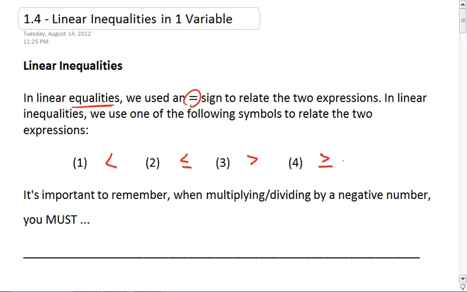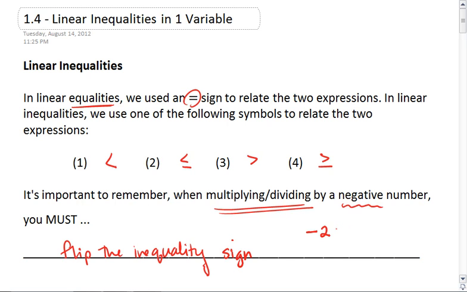It's important to remember when solving linear inequalities that when you are multiplying or dividing by a negative number, you must flip the inequality sign. For example, let's say you have negative x is less than 2. Then we can multiply both sides by negative 1, and we get x is greater than negative 2.